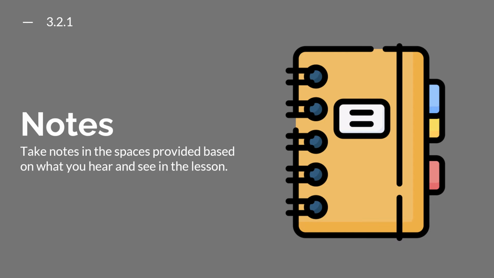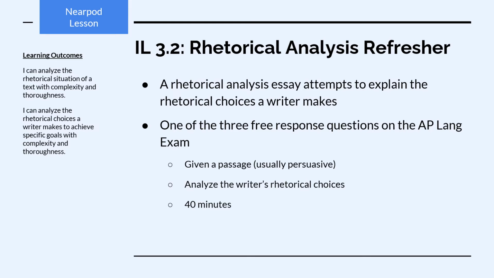Let's begin with some notes. A rhetorical analysis essay attempts to explain the rhetorical choices a writer makes. It's one of the 3 free response questions on the AP Lang exam, and you're given a passage that's usually persuasive and asked to analyze the writer's rhetorical choices. The recommended time for writing this essay is 40 minutes.